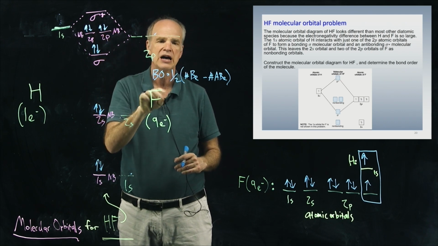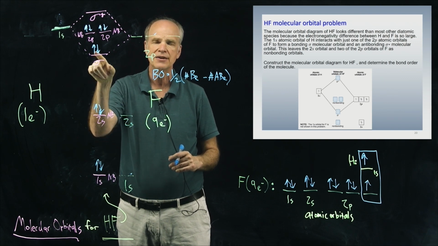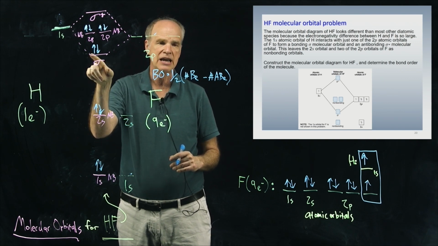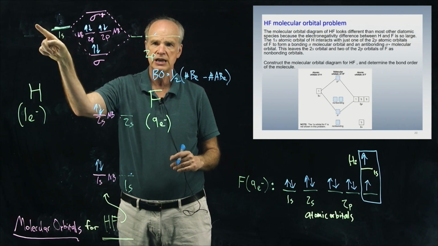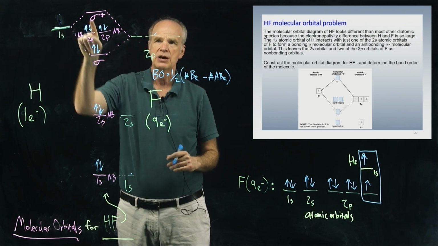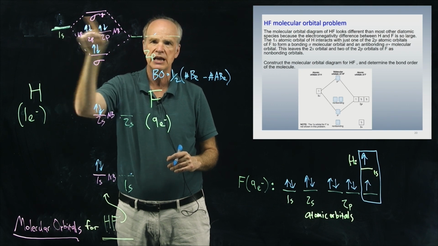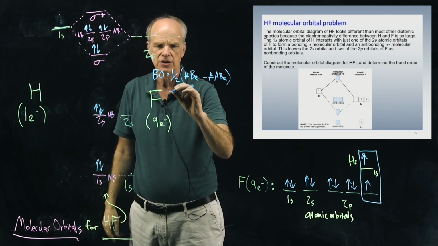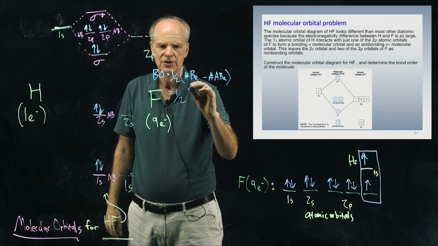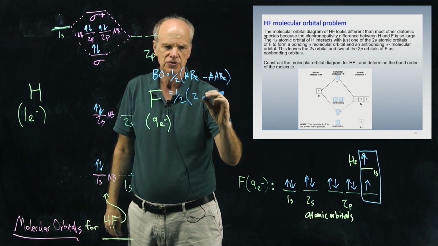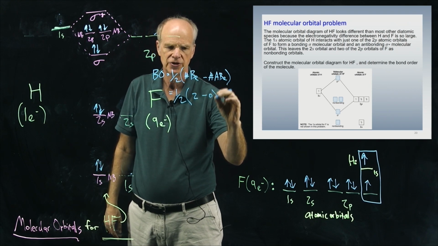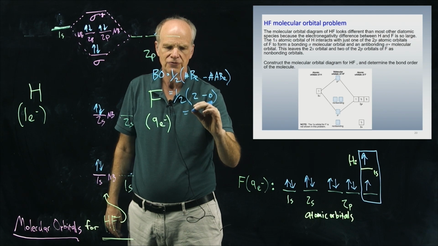We ignore those. However, you see that we have 2 electrons in a bonding orbital that forms between H and F, and we have no electrons in the antibonding orbital that forms between H and F. So here it's just going to be 1/2 times bonding electrons, which is 2, minus antibonding electrons, which is 0. So the bond order for the HF molecule should be 1.